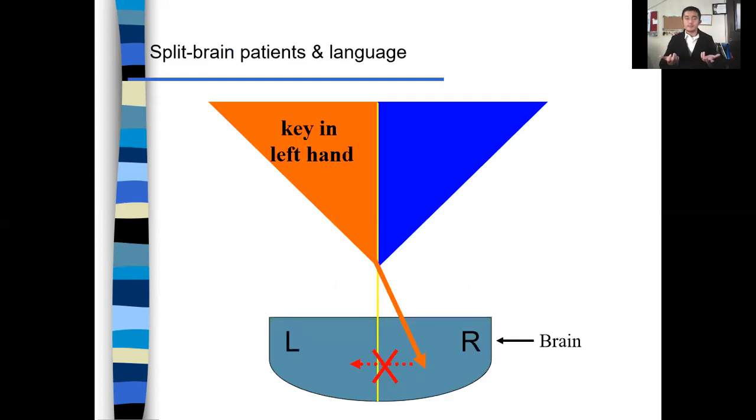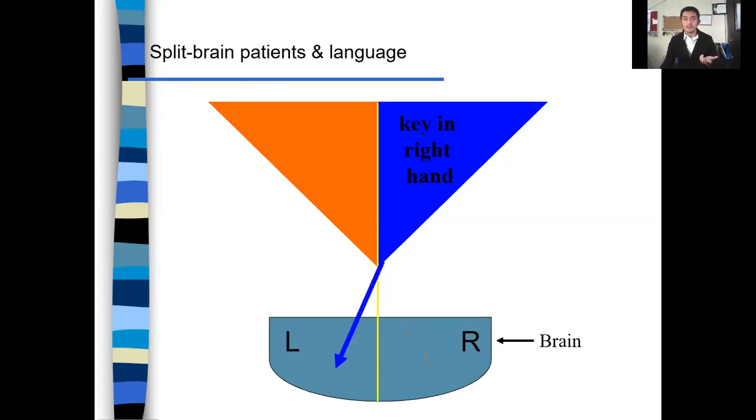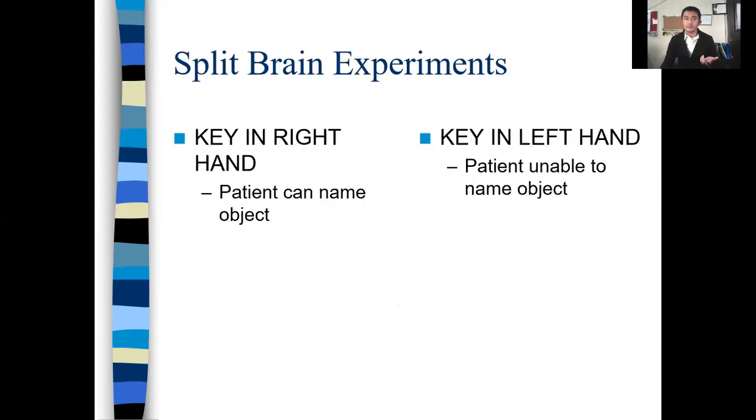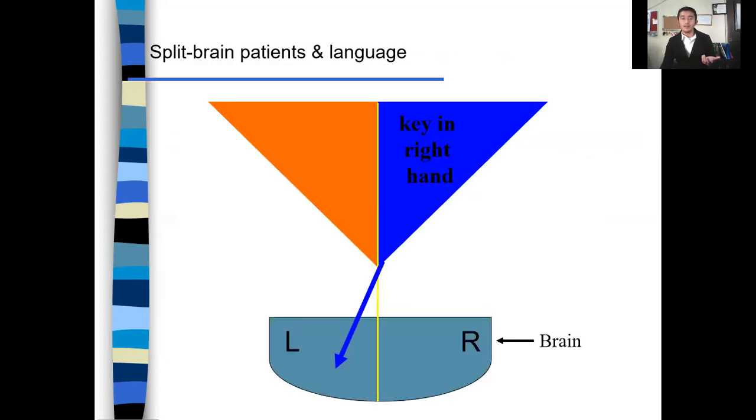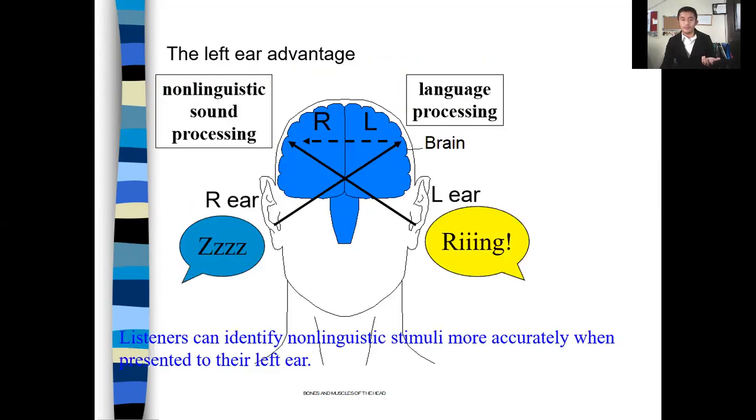So this is just your key in the left hand. What part of the brain do you think will process the key in the right hand? This is what we call contralateralization. In summary, when the key is in the right hand, the patient can name the object. When the key is in the left hand, patients are unable to name the object. Why? Because what is in the right hand is processed by the left hemisphere, which is for language processing, and what is in the left hand is processed by the right hemisphere of the brain, which is for non-linguistic processing.